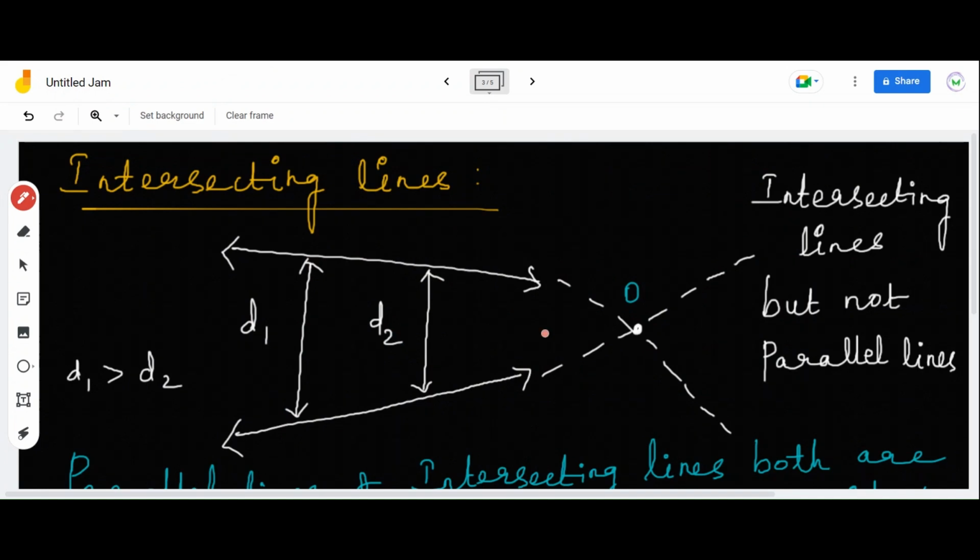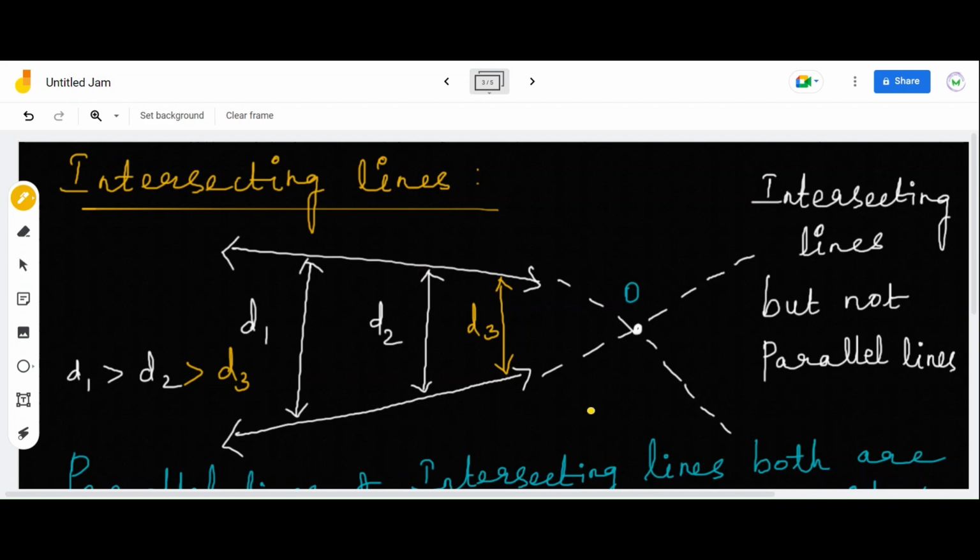And the last definition is intersecting lines. Take these two lines, which do not intersect yet, right? Measure the distance. This is distance D1 and this is distance D2. And here you take one more distance, D3. Observe the distances. D1 is the longest compared to D2 and D3, and D2 is longer compared to D3. D3 is much shorter compared to D1. So D1 is greater than D2, greater than D3, and so on.